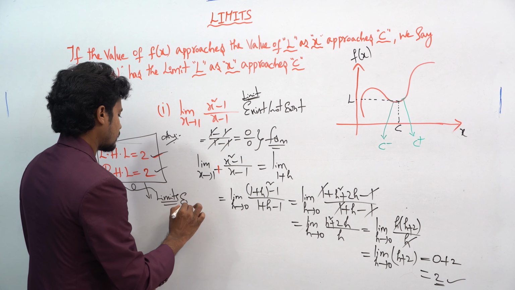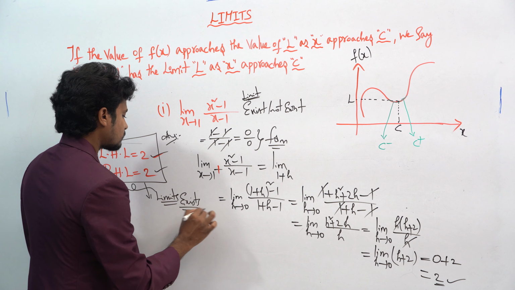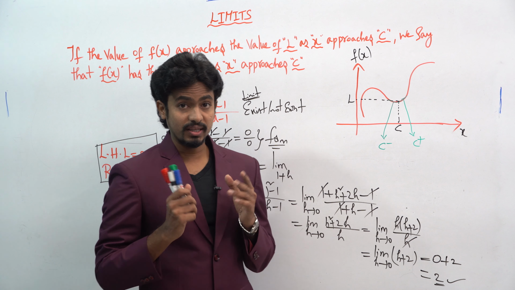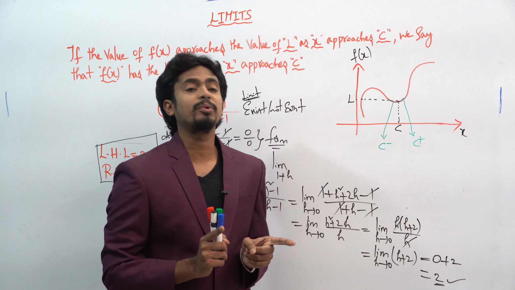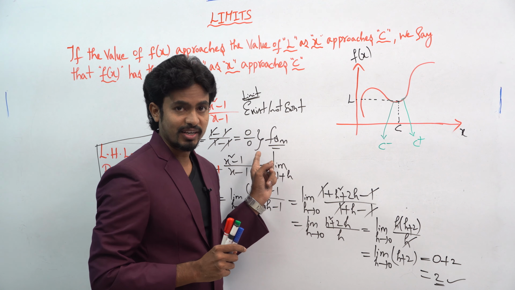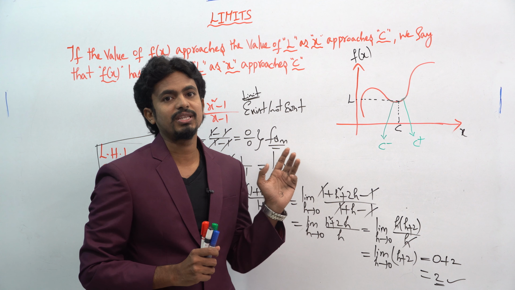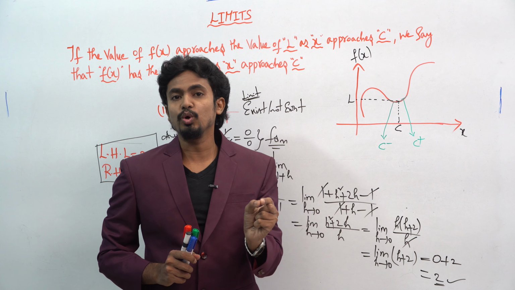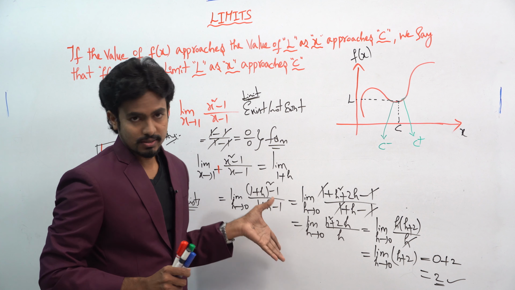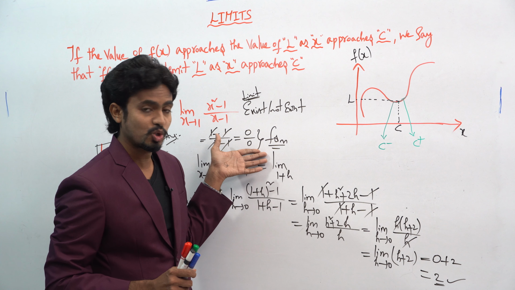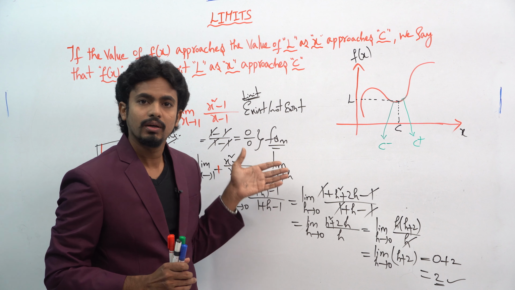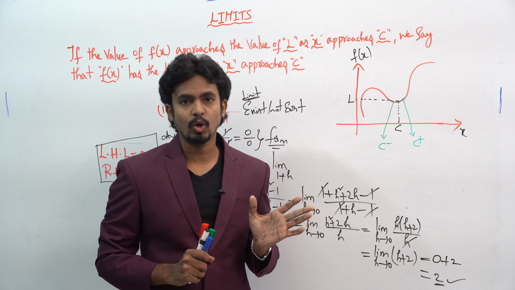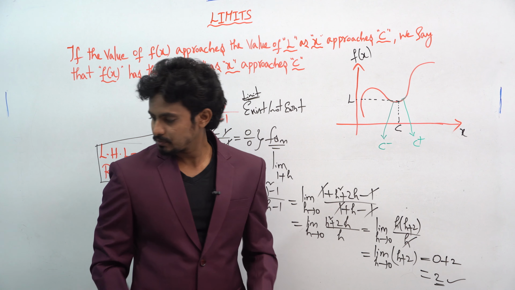Limit exists. One thing I have to tell you: if you want to apply the limit, you must get the 0 by 0 form or infinite by infinite form. Those are the indeterminate forms. You must get that form, and only then apply this process. If you can't get the 0 by 0 form or infinite by infinite form, you can't apply the limits. One thing you have to remember. Okay, now let's see the other question.